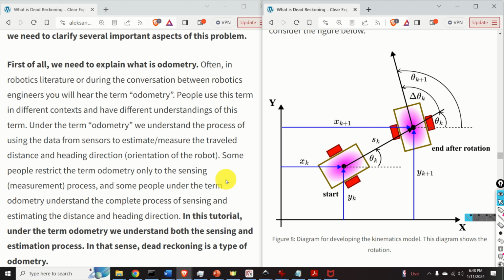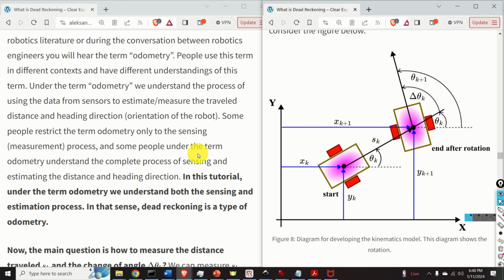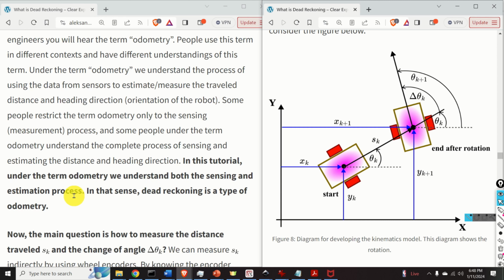Some people restrict the term odometry only to the sensing or measurement process, and some people under the term odometry understand the complete process of sensing and estimating the distance and heading direction. In this tutorial, under the term odometry, we understand both the sensing and estimation processes. In that sense, dead reckoning is a type of odometry.